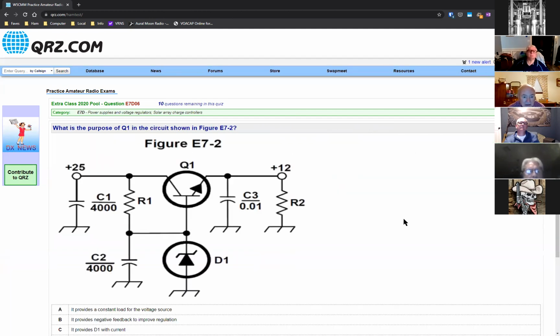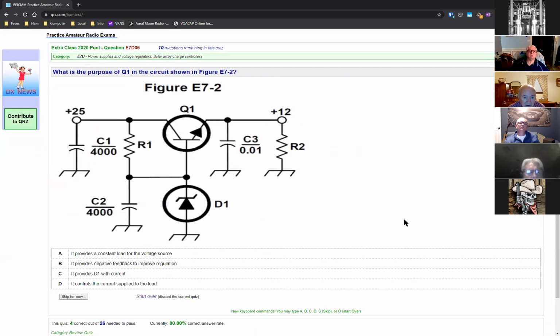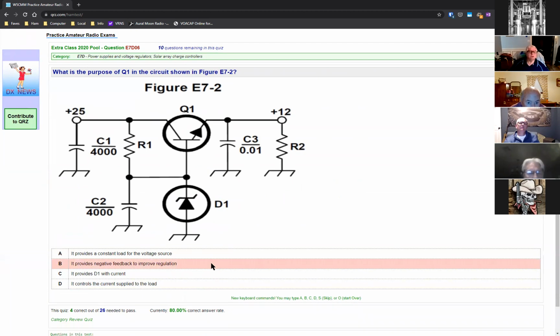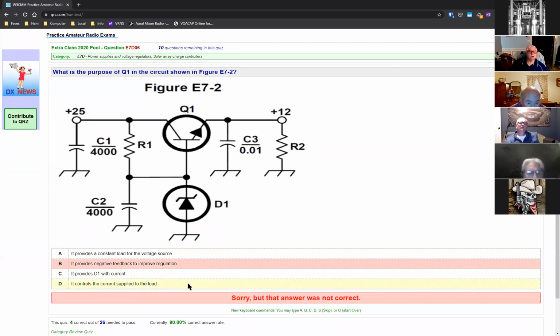So what is the purpose of Q1 in the circuit shown in E7-2? D. Yeah, correct.